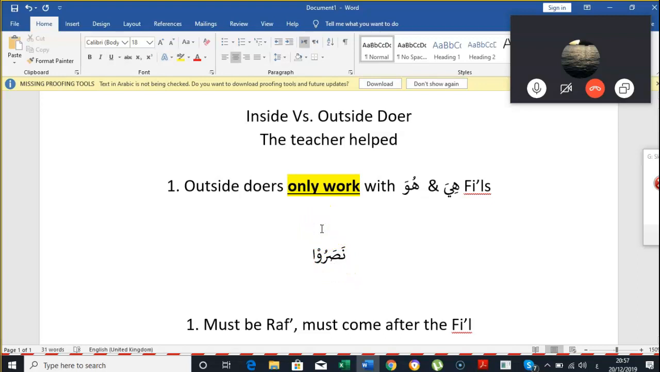No. If I have Nasarna, can that have an outside doer? Why not? It's not a huwa hiya fi'l. Can it work with Nasartum? Why not? Keep repeating the rule, I'm doing it on purpose. It's not a huwa hiya fi'l. Can it work with Nasartu? Why not? Can you work with Nasartuma? Why not? Can you work with Nasarat? Yes, why? It's a hiya fi'l. Very good.